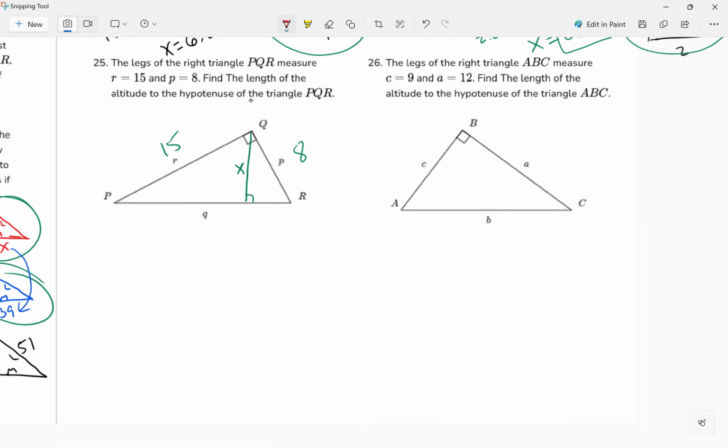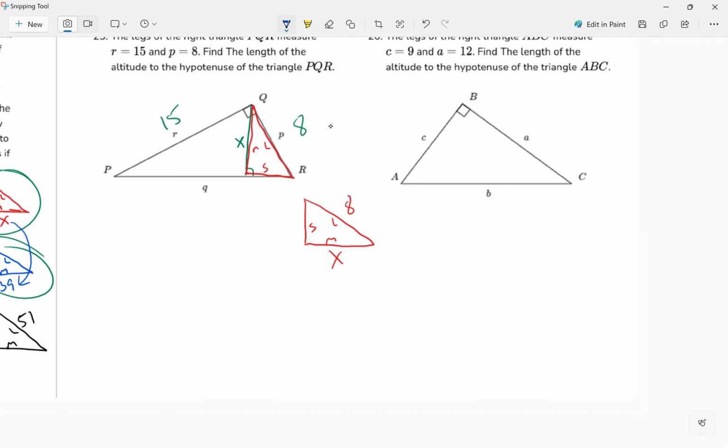Okay, so let me look. My red triangle, small, medium, and large. My red triangle is right here. The small side is blank, the medium side is X, and the large side is 8. My blue triangle, small, medium, large. The small side is X, the medium side is blank, and the large side is 15.